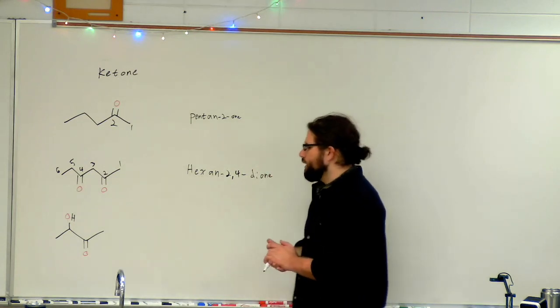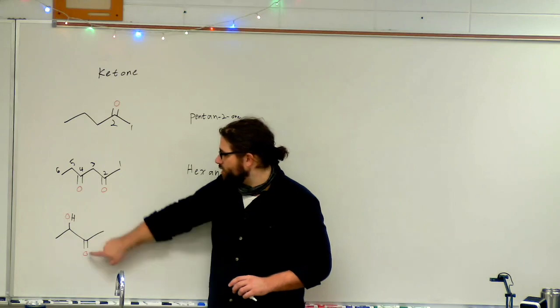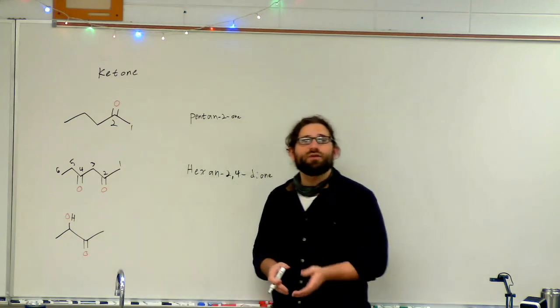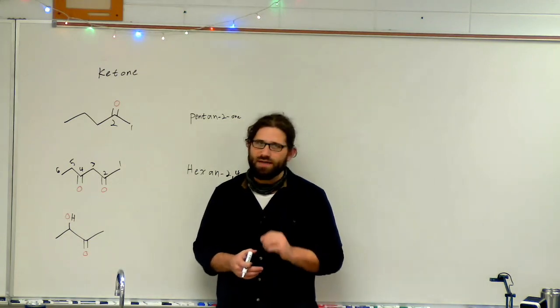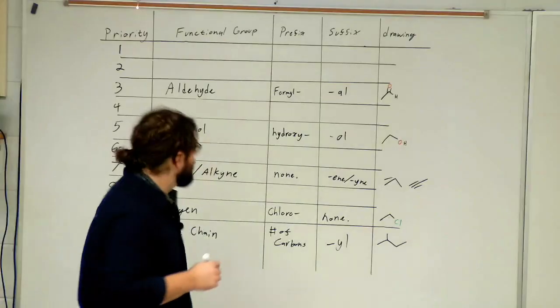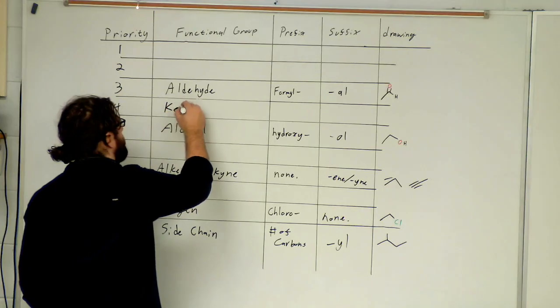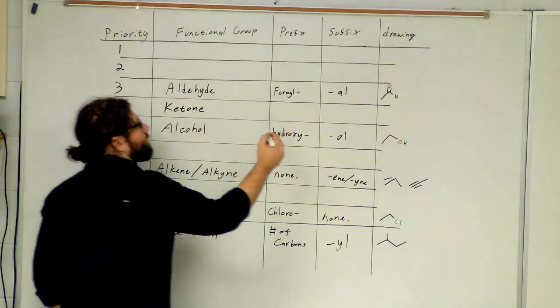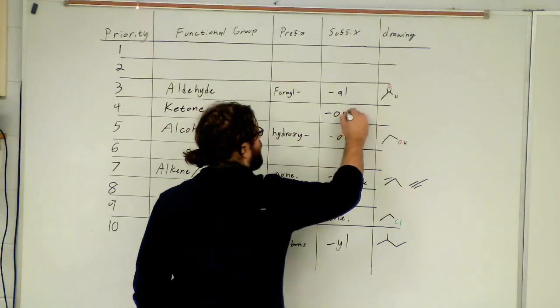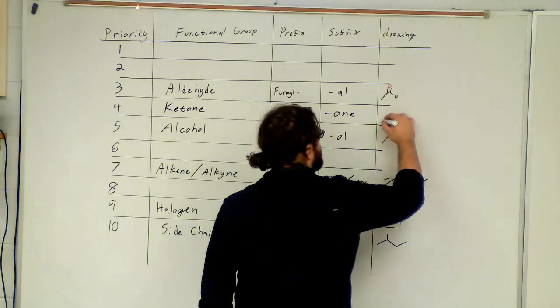Fantastic. But now I have an alcohol and a ketone. So I need to figure out the priority of that ketone. Ketones come in at a priority of number 4. Their suffix, we've already seen, is the -one. A drawing would look like this.